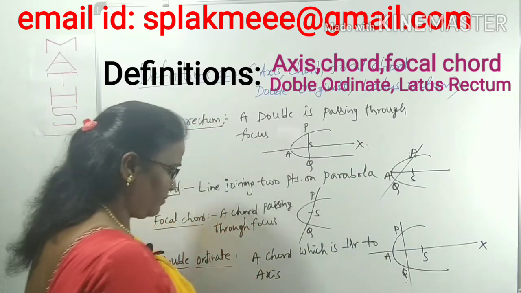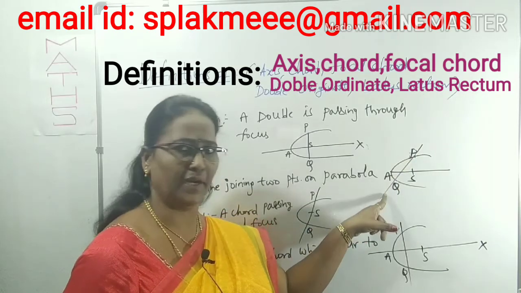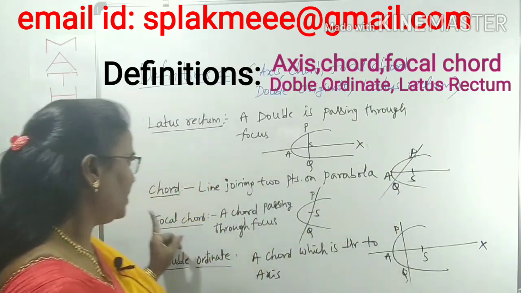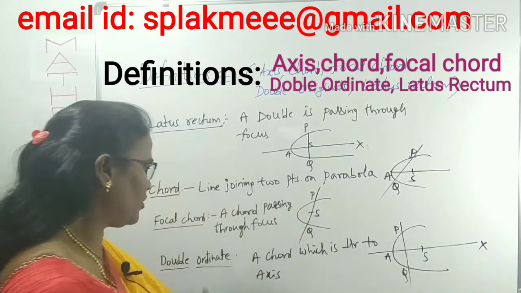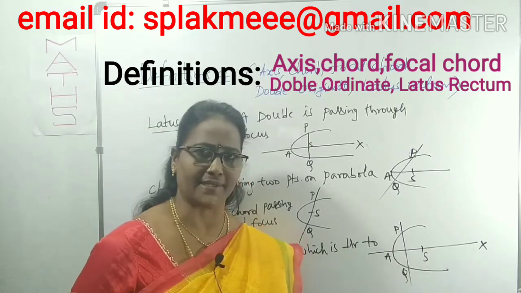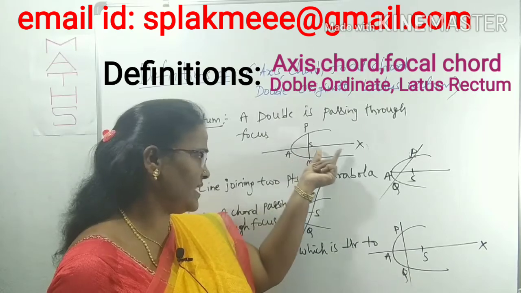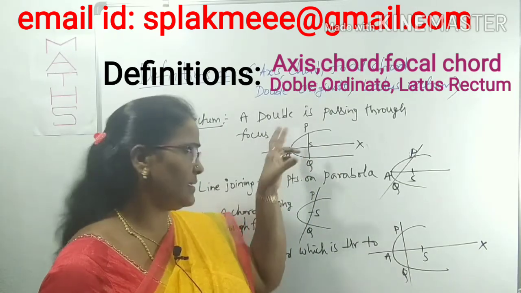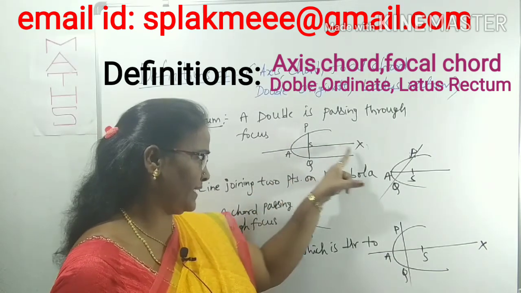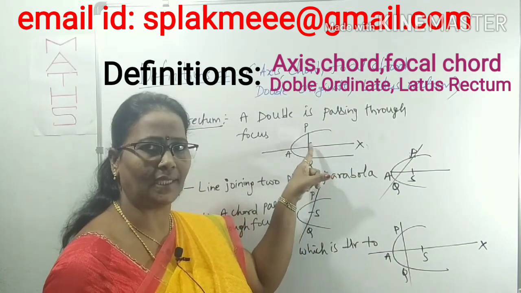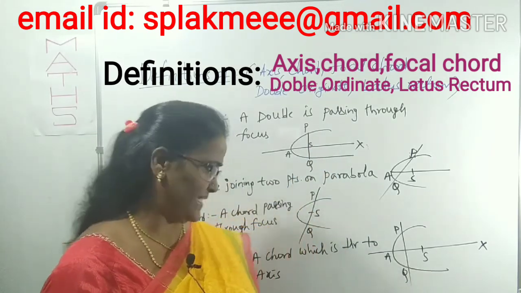Clear? What are the differences here? A chord is just simply joining two points. For a focal chord, the chord must pass through the focus. For a double ordinate, the chord is compulsorily perpendicular to the axis. For the latus rectum, the double ordinate, perpendicular to the axis, as well as passing through the focus, is called the latus rectum. Here PQ is a chord as well as perpendicular to the axis, passing through the focus. This is called the latus rectum. Clear? These are the various definitions you have to know first.